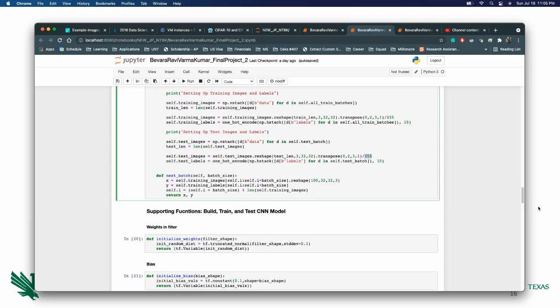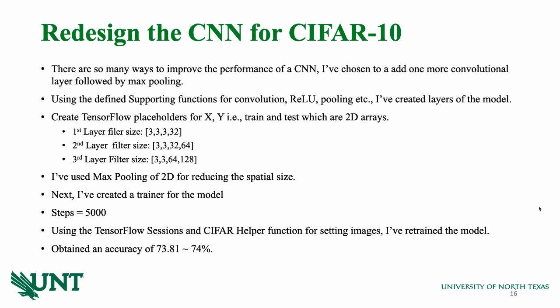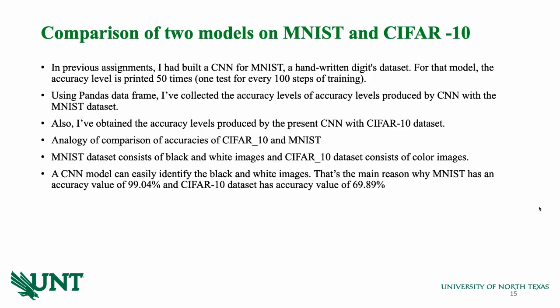We are setting the images for training and testing, and we are normalizing the training and testing data. For this project, I chose to redesign the CNN just by including one more layer. Even then, in the last comparison, the CNN built for MNIST, with just two layers, is giving 99.004% accuracy. But even when we increase one more layer on the CIFAR dataset, it achieves 74%. So we are not anywhere near the 99% accuracy.